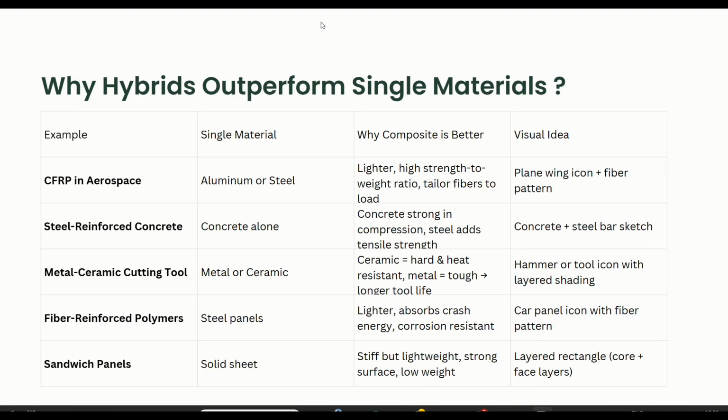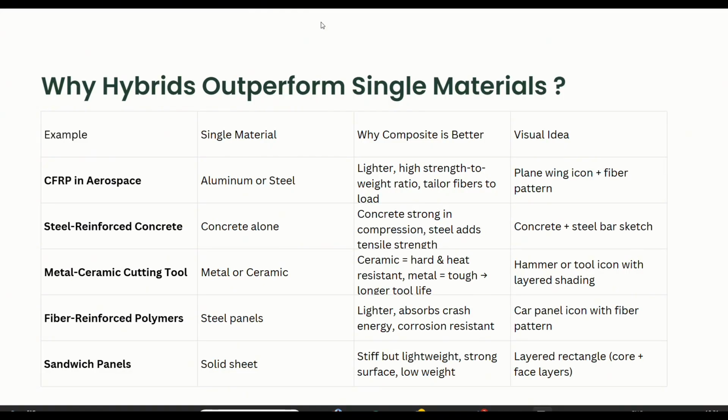Thirdly, metal ceramic cutting tools. Ceramics resist heat and wear, but metals add toughness. Combined, they create tools that maintain hardness at high temperatures. Fourth, fiber reinforced polymers in automotives. These reduce vehicle weight and improve energy absorption in crashes. Finally, sandwich panels. Instead of using solid sheets, a lightweight core bonded between face sheets produces structures that are stiff yet light.